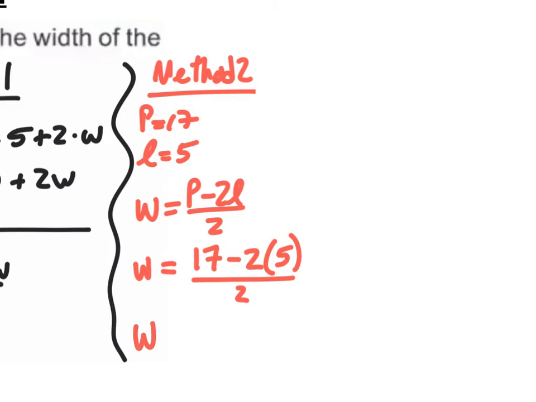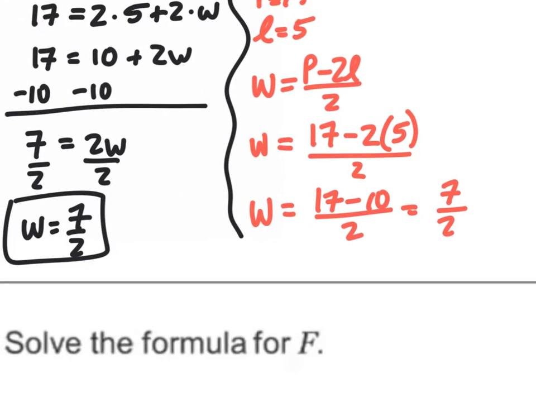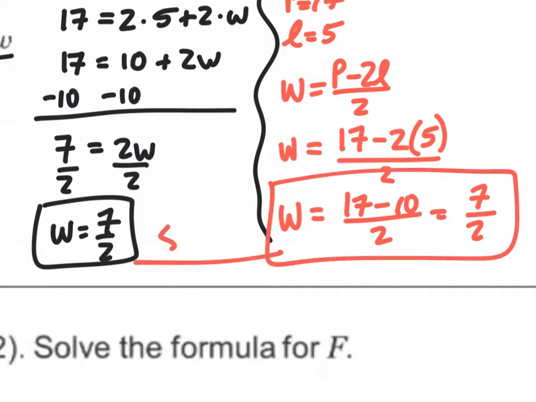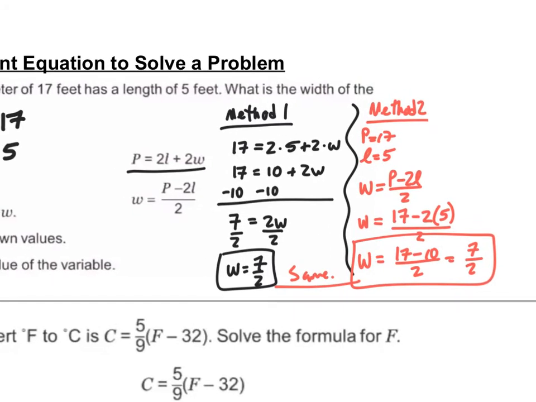So now I've got w is equal to 17 minus 10 all over 2, which is going to give me 7 over 2. Okay, and this is the same number that we had on the other. These are the same, so it doesn't matter which way you do it, guys. It's just that this is another method. And a lot of times, when you get further on into mathematics, solving a literal equation is going to be very beneficial to you.